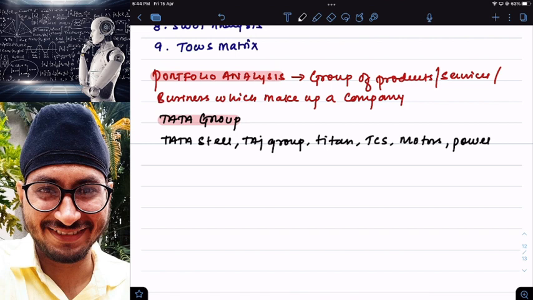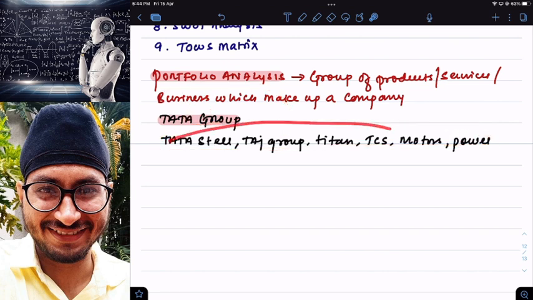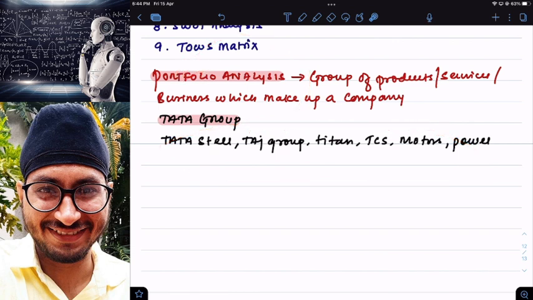Like this, all these businesses of Tata put together, what is it called for Tata? Portfolio. Analyzing the portfolio is called what? Portfolio analysis. Clear? So multiple products of a company, multiple services provided by a company, or multiple businesses of a group of companies is called as portfolio. Clear?